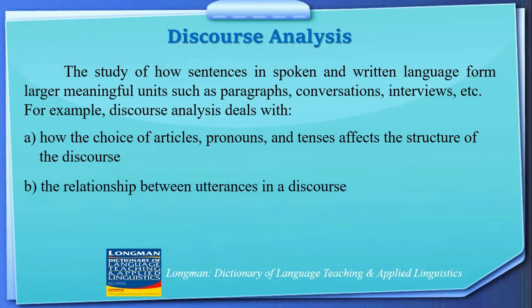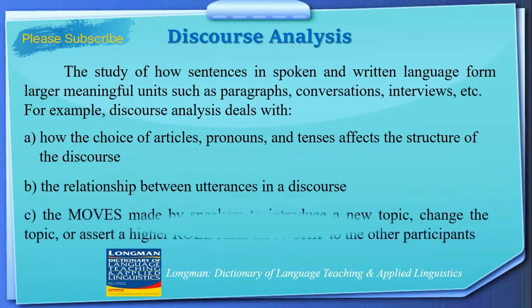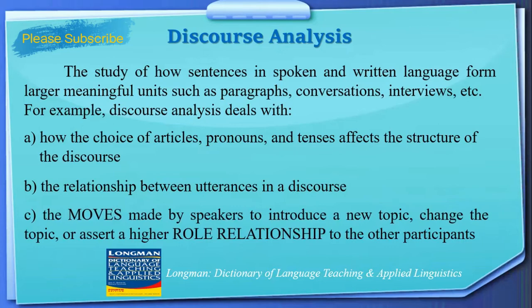We are talking about the grammatical structures within language, how they affect the structure of language or the expressions. Number B, the relationship between utterances in a discourse. When we utter different words and how we are going to make relationships between them, that is called discourse. Number C, the moves made by speakers to introduce a new topic, change the topic, or assert a higher role relationship to the other participants. So this is according to Longman Dictionary what discourse analysis is.